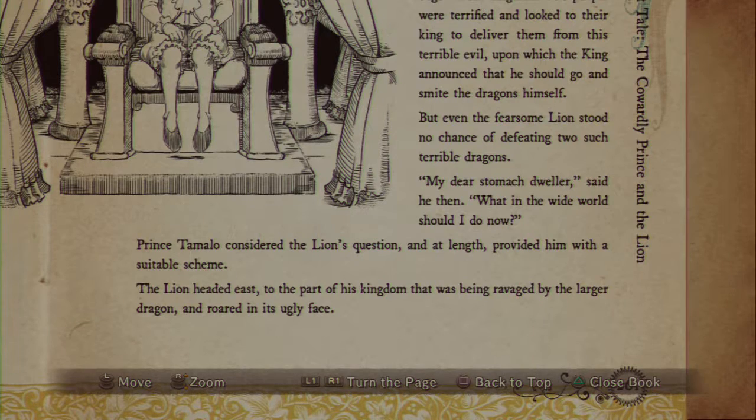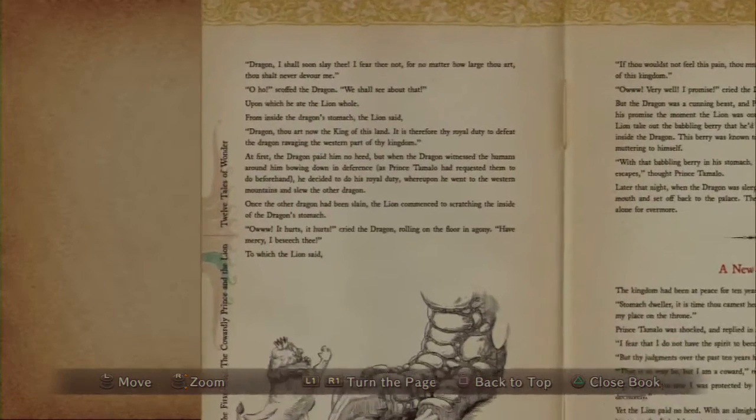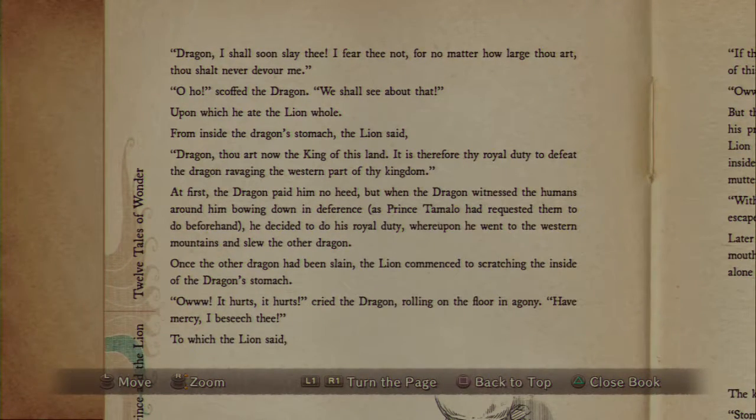The lion headed east, to the part of his kingdom that was being ravaged by the larger dragon, and he roared in its ugly face. "Dragon, I shall soon slay thee! I fear not, for no matter how large thou art, thou shalt never devour me!" "Oh-ho!" scoffed the dragon. "We shall see about that!" Upon which he ate the lion whole.